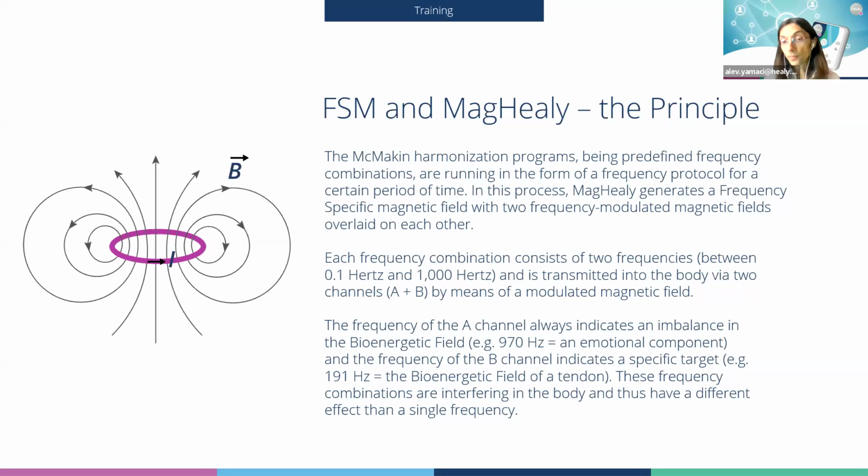And what are we doing now with, or what is the logic behind those two frequencies? So one frequency is basically the imbalance, and the second frequency is the target. So where and what, you could say. Where do I need to apply something, or where is the issue? And then what issue do I have? So the target and the imbalance.